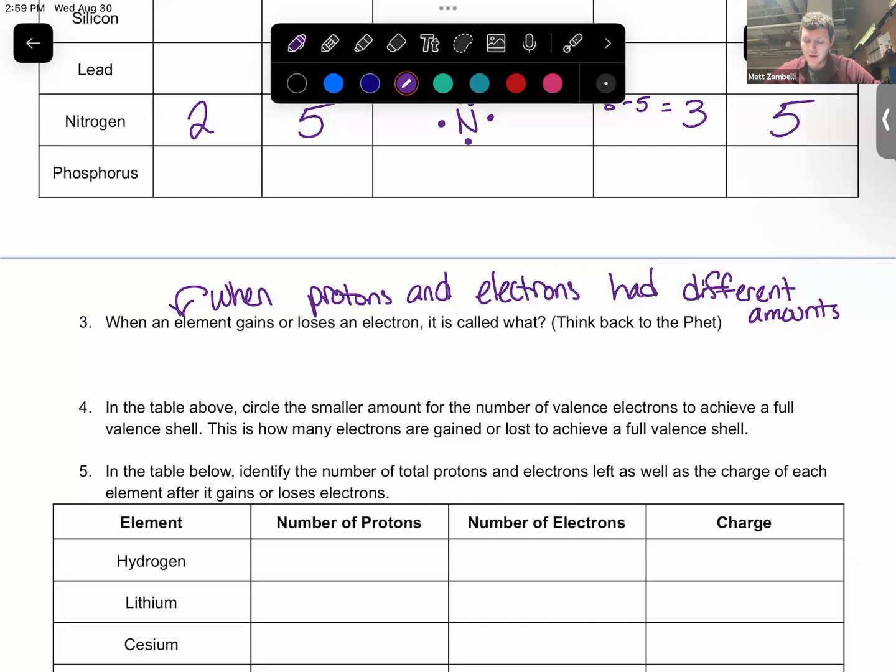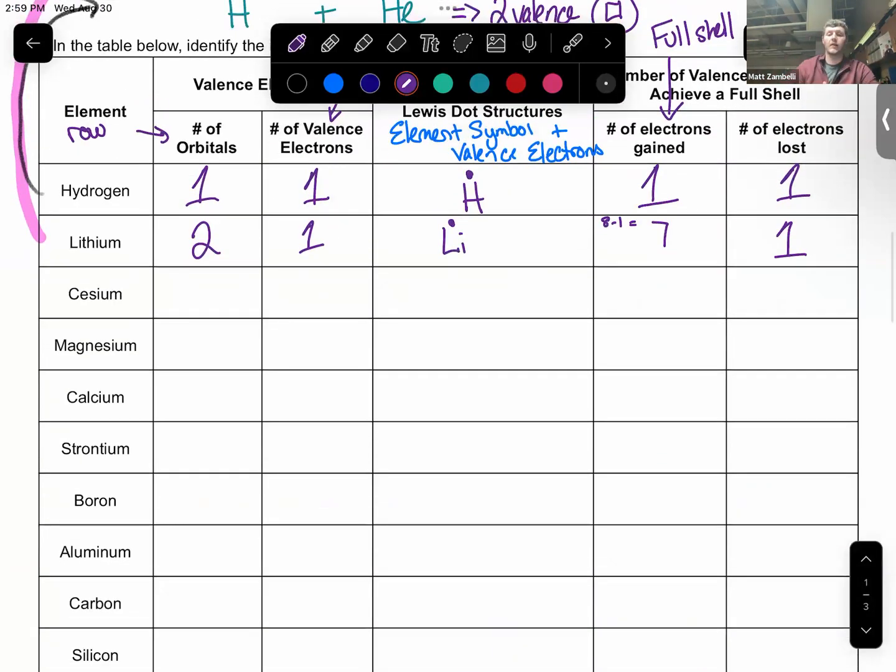Number 4 wants us to look back up at all of the ones that you've done. So you'd go and do all of them, but we only did 3 together. So we're going to look at those 3. Okay, so we need to see which one is going to be the quicker one to do, to try and have a full shell, to gain more or to lose more. When we're doing this, we need to remember one thing. Those electrons have to go somewhere or they have to come from somewhere. They can't just magically appear and exist now. They have to be taken from a different element or we have to give them to a different element. So there has to be something else around that's going to have the opposite effect.